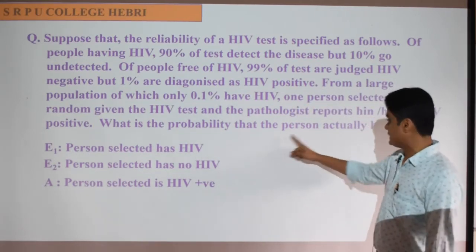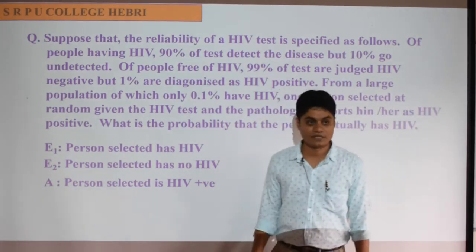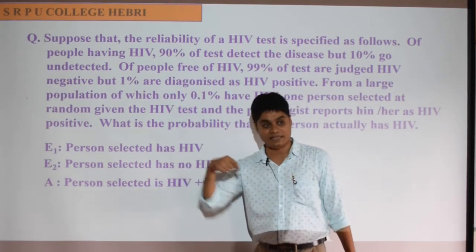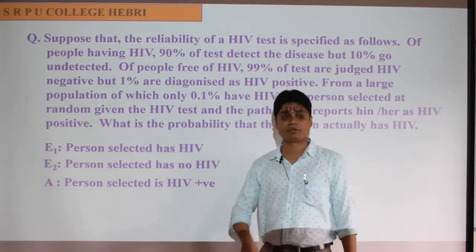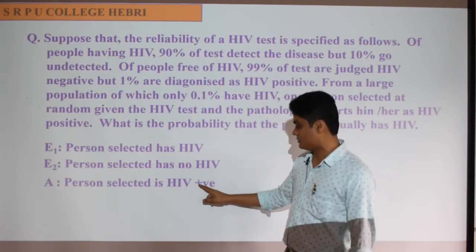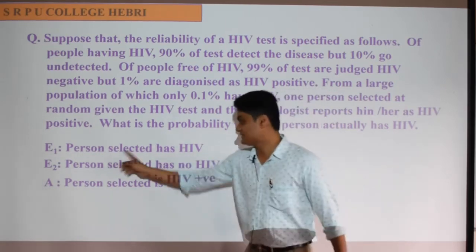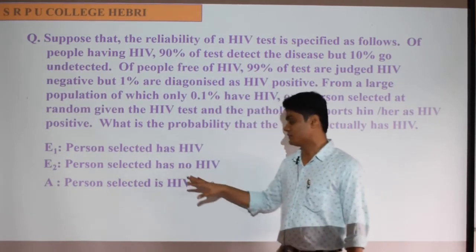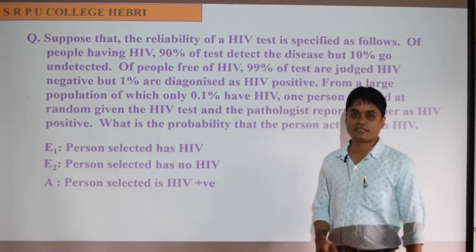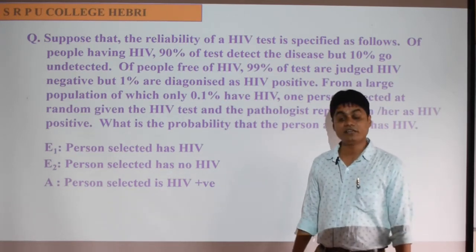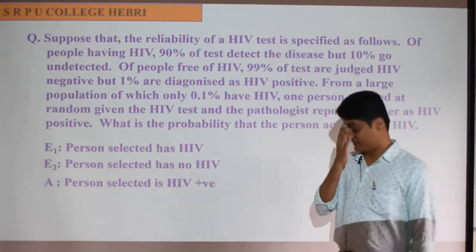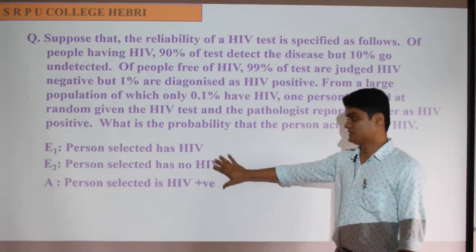Now tell me what is required. What is the probability that the person actually has HIV? The person selected has HIV, and the pathologist also gives the same report that he has HIV. So person selected has HIV and the test result is positive. So that is the probability of E1 given A. So you have to find out the probability of E1 given A. First analyze this much, write it once, then you can solve using Bayes theorem. Did you understand? Now these three things will repeat.